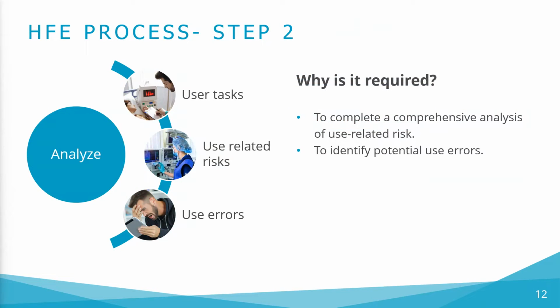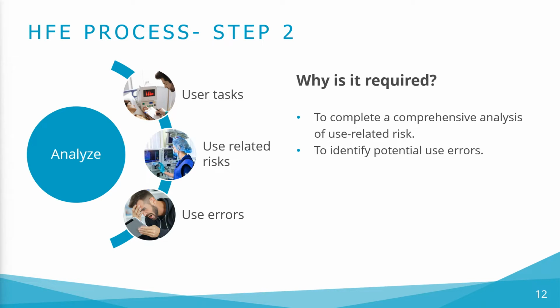HFE process step 2, analysis. Analysis is part of the HFE process focused on analyzing user task and use related risk. The goal is to identify use errors and difficulties that could occur when a user interacts with the product. The output of this analysis informs design changes that will mitigate use related risk.